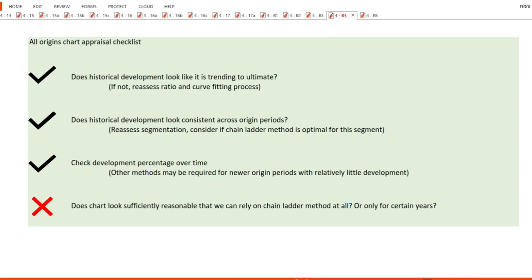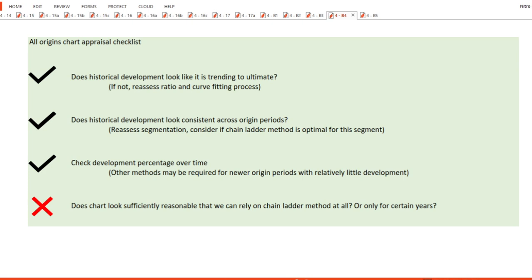Comparing the development of the historical data as a percentage of our selected ultimate for each origin year gives us another 4 checks on our results. Firstly, we can quickly see if the historical development looks like it is trending to ultimate. If not, and say all the development is tailing off at 75% rather than 100% of ultimate, then we probably need to reassess our model calibration. In that situation, we probably have too long a tail factor. In others, we may need to add a tail factor.